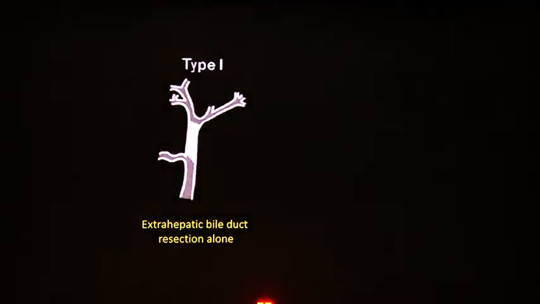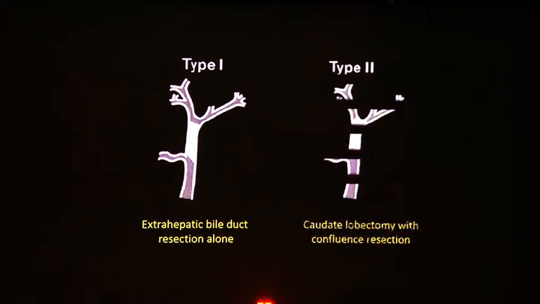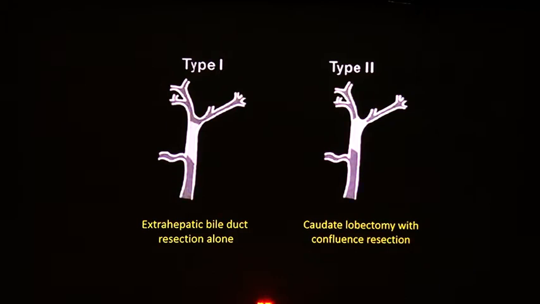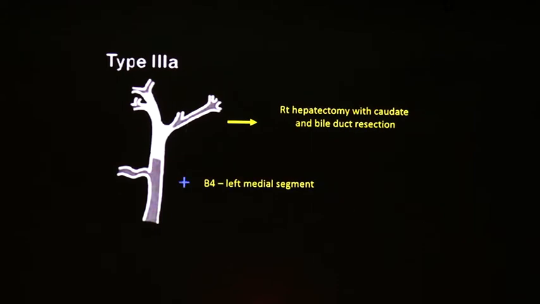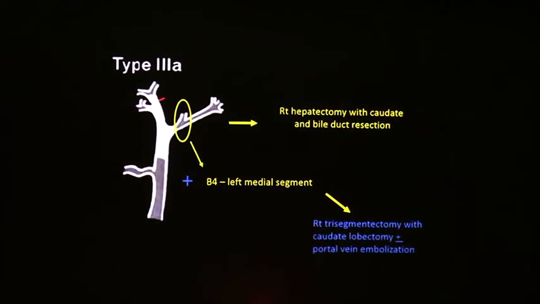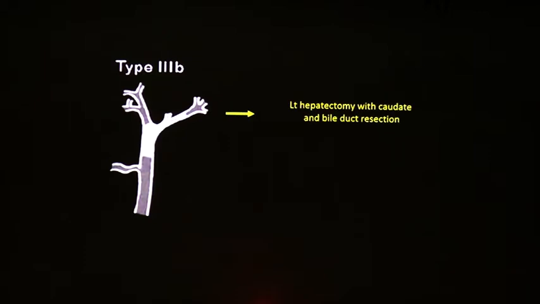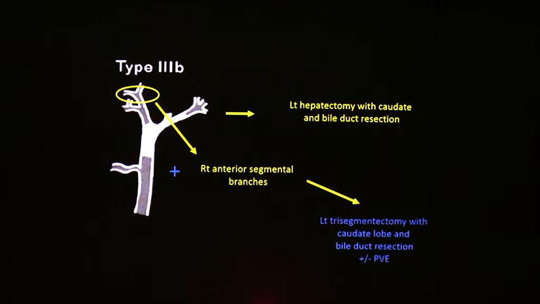And your strategy should be, if it is a type 1, extrahepatic bile duct resection alone, but these are very few and far between now. Type 2, you may do a parenchyma preserving resection. I think we have a talk on that. Type 3A, right hepatectomy with caudate lobe resection. If you have extension into segment 4, then you have to do a trisegmentectomy, and you need to look at augmentation of the future liver remnant. Type 3B, again left hepatectomy, and if it is going on to the segmental branch, left trisegmentectomy. Thank you very much.